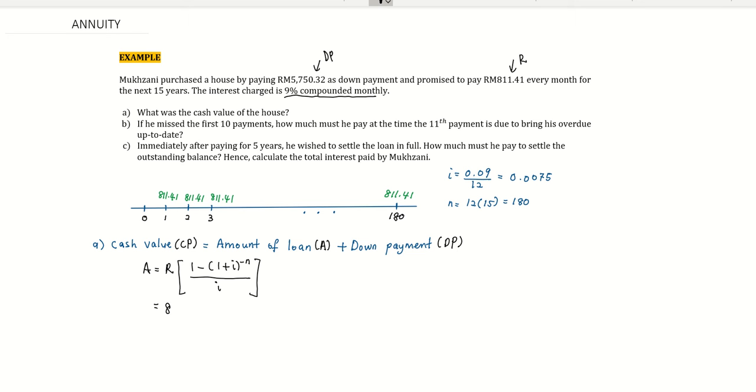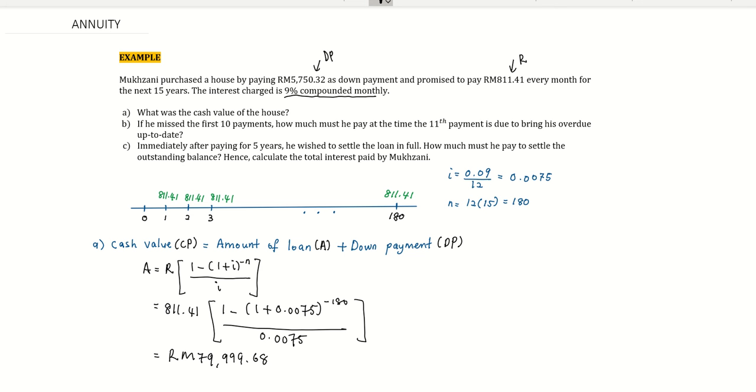R is 811.41 times 1 minus (1 plus i), where i equals 0.0075, to the power of negative n, 180, divided by 0.0075. Calculate this by using a calculator. So the present value, or amount of loan, is 79,999.68. This is the amount of loan that he made from the bank.